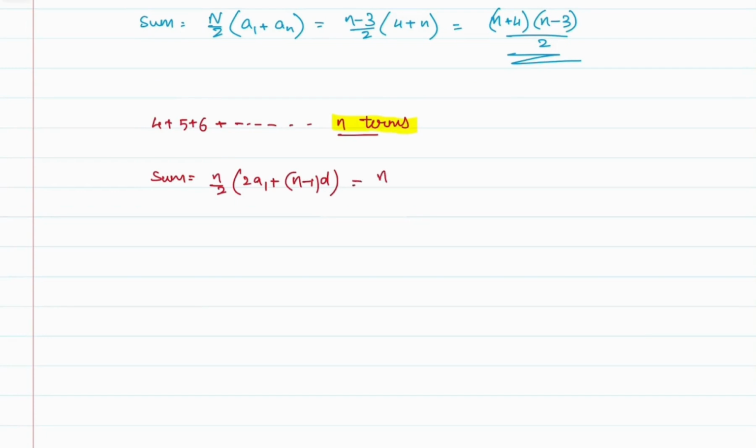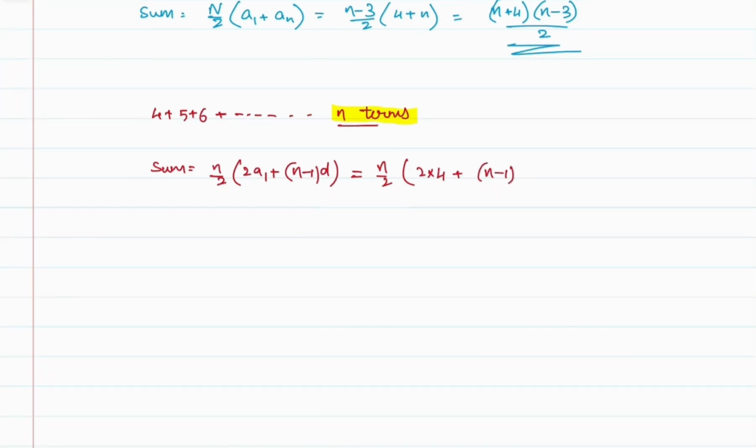So this will be equal to n by 2 into the first term, which is 4, so this will be 2 into 4 plus n minus 1 into the common difference. The common difference is again 1 because we are simply taking the consecutive natural numbers. So this will become n by 2 into 2 fours are 8 plus n minus 1. Now in this case we'll have n by 2 into 7 plus n. That means it is n into n plus 7 by 2.